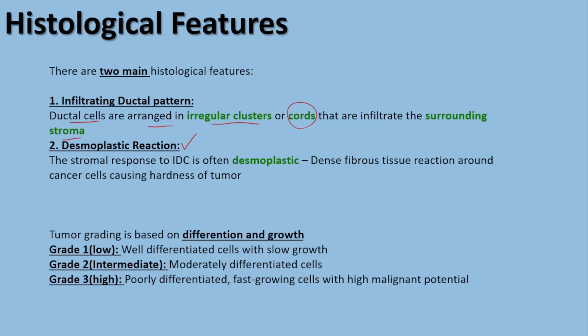About the grading, you have to know 3 grades for invasive ductal carcinoma, and this grading is based on differentiation of the cells and also growth pattern and growth rate of the cells. So we have grade 1, which is well differentiated cells, and we have a very slow growth pattern. We have grade 2 or intermediate grade, which is slightly less differentiated cells, and a little bit rapid growth. And in the 3rd grade, we have poorly differentiated breast cells. We have fast growing cells with high malignant potential.